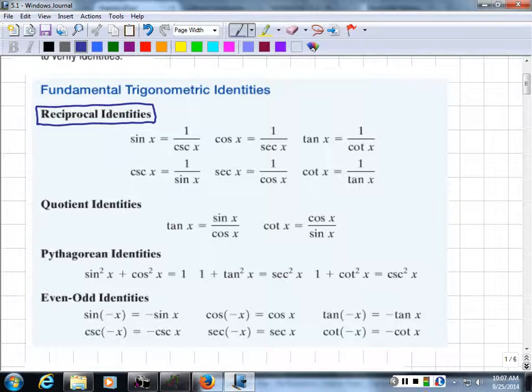You've got your quotient identities. There's 2 of them. You've got tangent x, which, as we already know, is opposite over adjacent, which means the sine of x is opposite over hypotenuse, the cosine of x is adjacent over hypotenuse, and the hypotenuse divides out, because if I do that as O over H over A over H, those H's will divide out, leaving me with O over A, which is sine over cosine. And since cotangent is a reciprocal of tangent, it follows that cotangent would also be equal to the cosine of x over the sine of x.